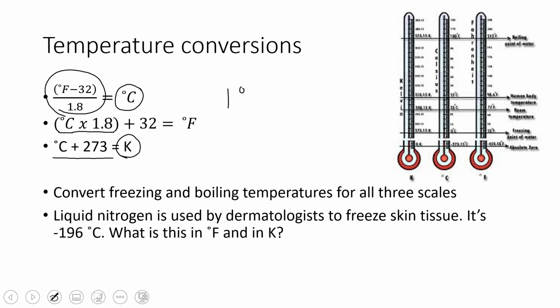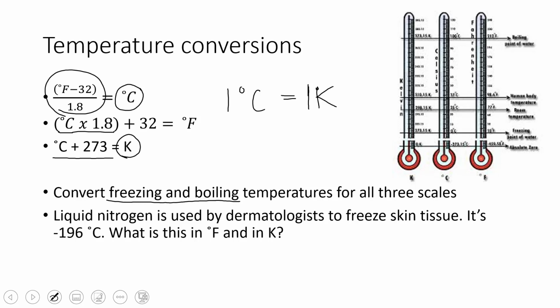1 degree change in Celsius is equal to 1 degree change in Kelvin. So those scales have similar increments. The Celsius and Fahrenheit do not. They're 1.8 different. So let's convert the freezing and boiling temperatures for all 3 scales.